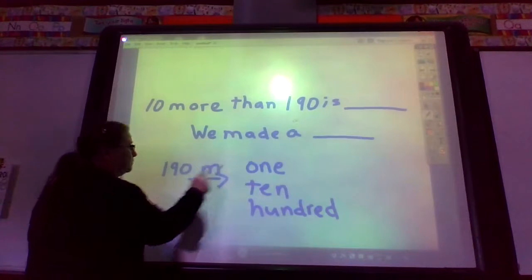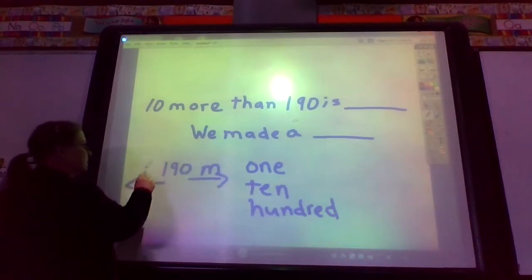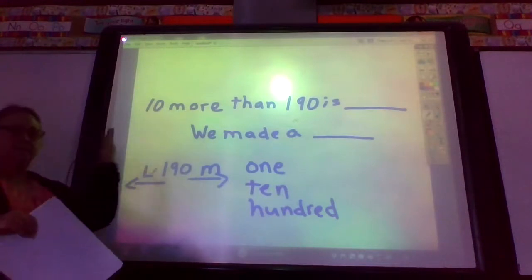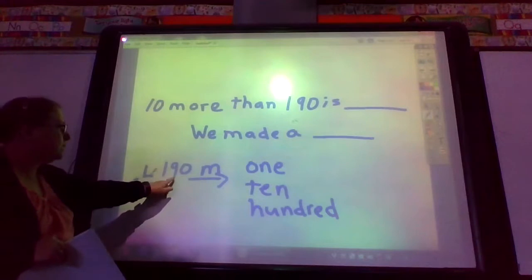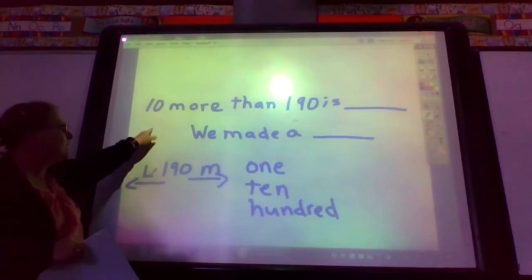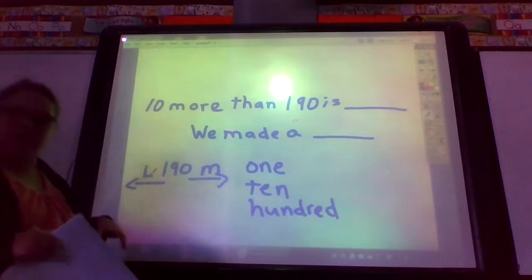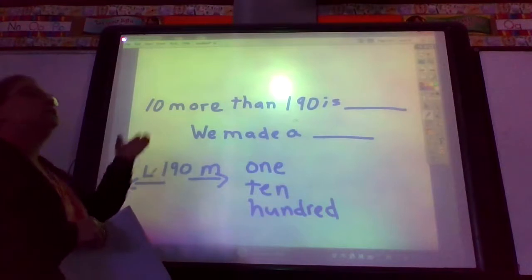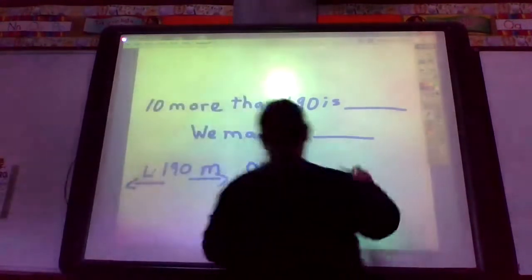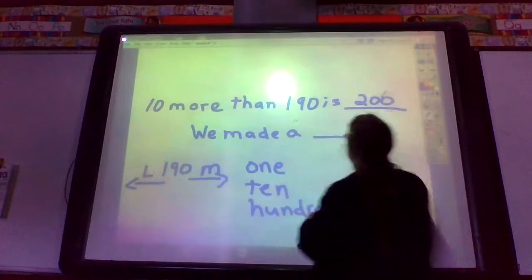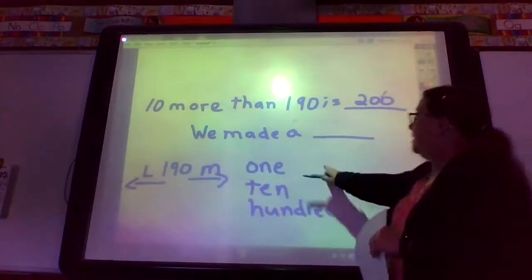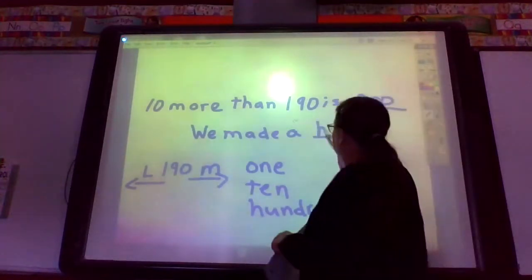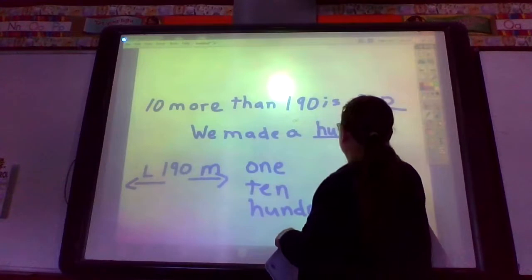More goes bigger, less goes smaller. So, if I have 190 and I'm going to add 10 to it, if I counted by tens, I could do that. If I start 180, 190, 200. So 10 more would be 200. Did we make a 1, a 10, or a 100 number? We made that 100 number.